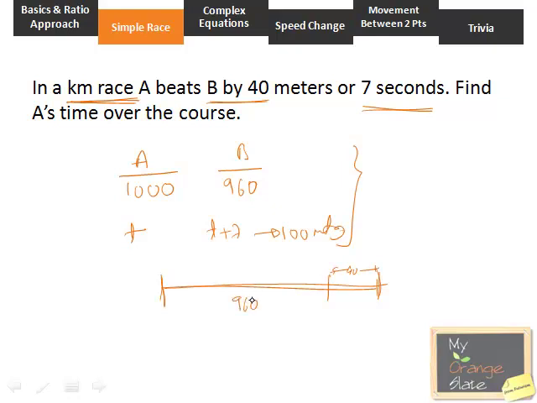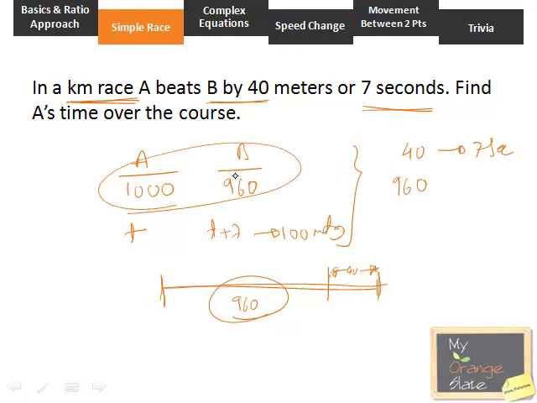Thus B has covered 960 meters. And B covers the distance in 7 seconds more than A does. So we can say that B covers this 40 meters in 7 seconds. Now if B covers 40 meters in 7 seconds, he covers 960 meters. Why did we take 960 meters, friends? Because the time for B to cover 960 meters is same as time for A to cover 1000 meters.